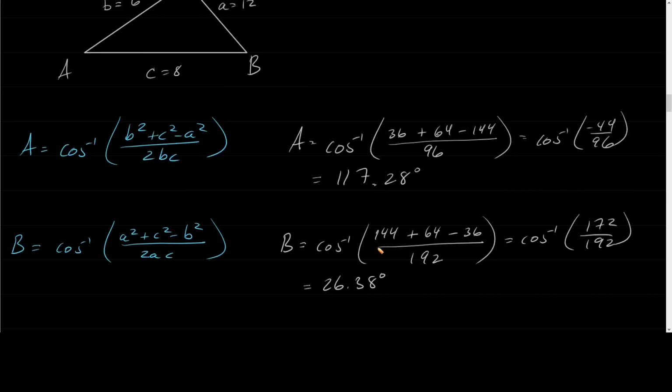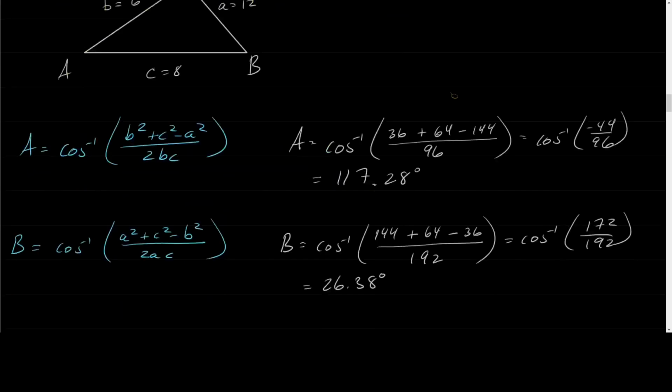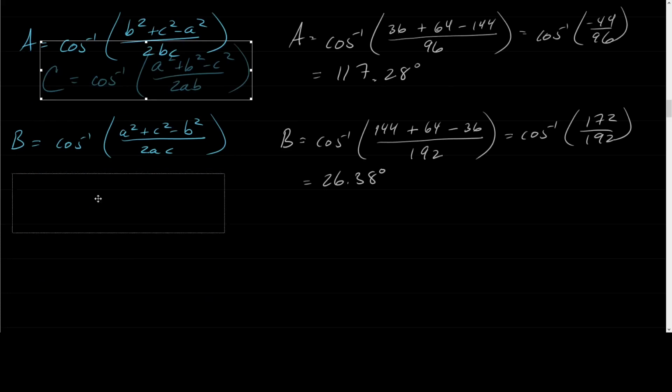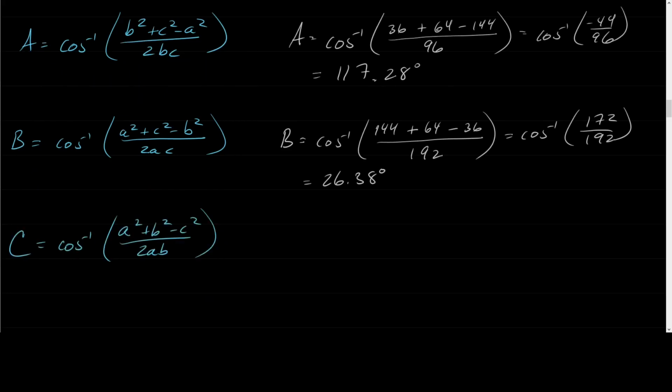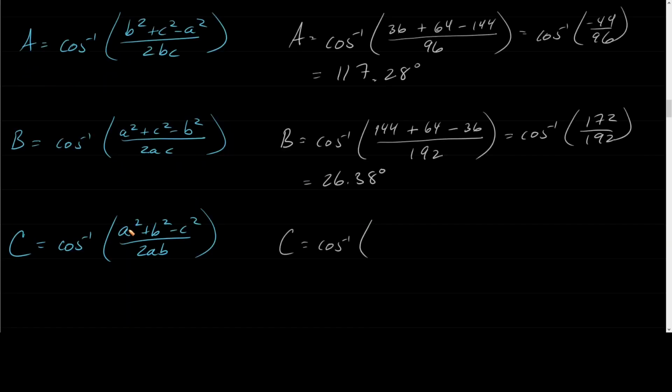And lastly, let's look at angle C, but again, let's just copy and paste this part so that we can just go ahead and use it. So there's angle C. So I'm going to say now that angle C means that it's cosine inverse of a squared. A was 12, so 144, plus b squared, b was 6, so plus 36, minus c squared, c was 8, so minus 64, over 2 times 12 times 6.